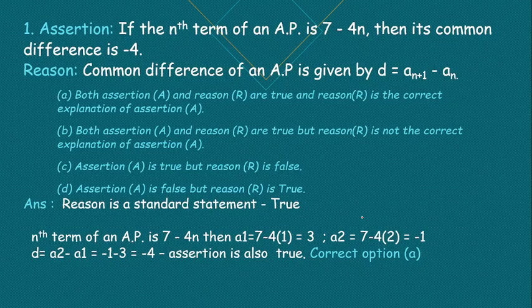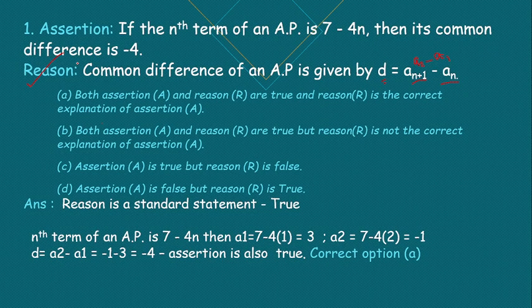To go for option A. Question 1. If the nth term of an AP is 7 minus 4n, this is the general nth term of the given AP, then its common difference is minus 4. The reason is the common difference of an AP is given by a(n+1) minus a(n). That means if n is 1, 1 plus 1 is 2, a2, the second term, minus a1, the first term, is d. So this is a correct statement. So the reason is correct.